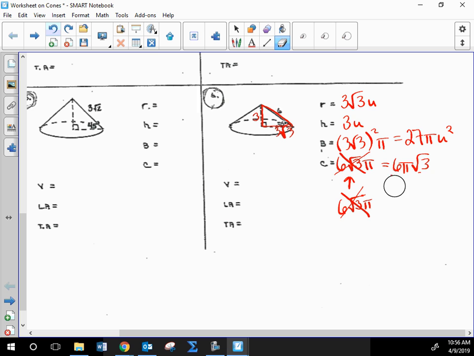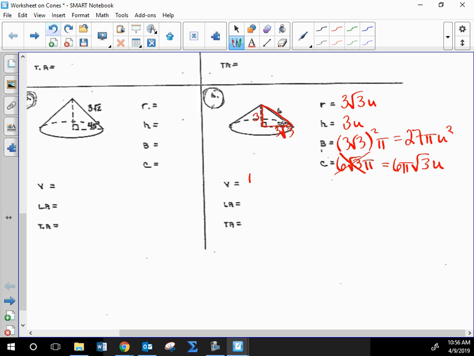What are our units for circumference? Just units. No squared, it's only circumference. All right, volume. What is the formula for volume here?